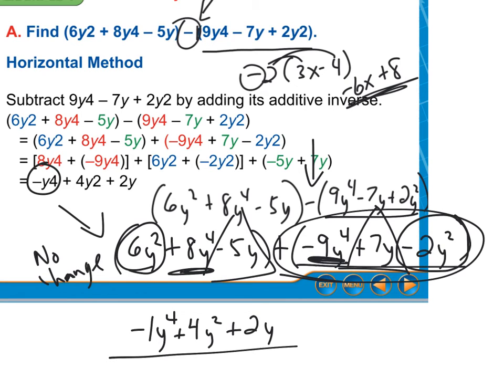Notice I wrote my answer in descending order there. Okay, biggest exponent, next biggest exponent, smallest exponent. And if there is no exponent, like if there was a 5, that would go on the end. Always put that guy on the end, okay? And notice that's what they got over here. So, we did it right.